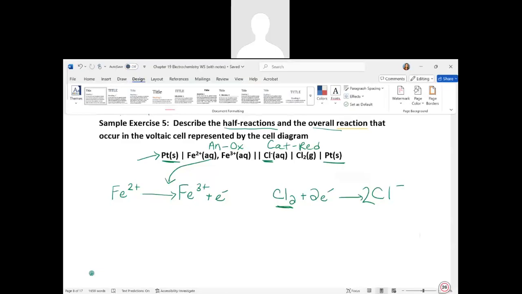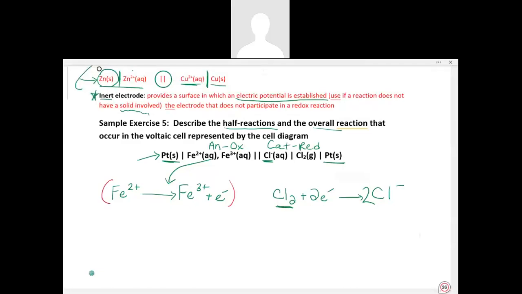So here we see only 1 electron, so I'm going to multiply this equation by 2, and then I'll have temporarily now 2 Fe2+ gives me 2 Fe3+ plus 2 electrons. Over here I have Cl2 plus 2 electrons gives me my 2 Cl-. So now that I have everything balanced, the atoms, the charge, the electrons, now I can combine these 2 half reactions.